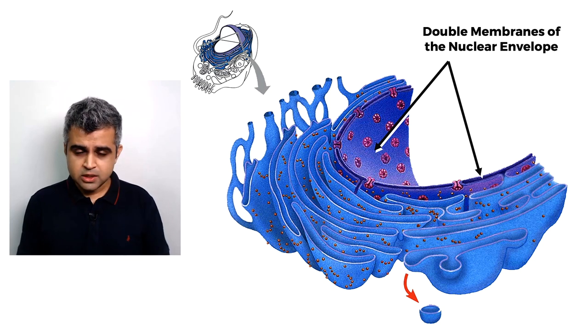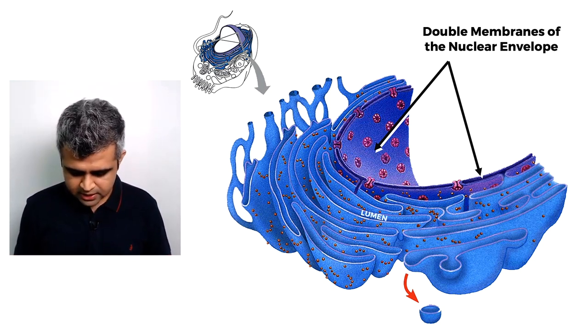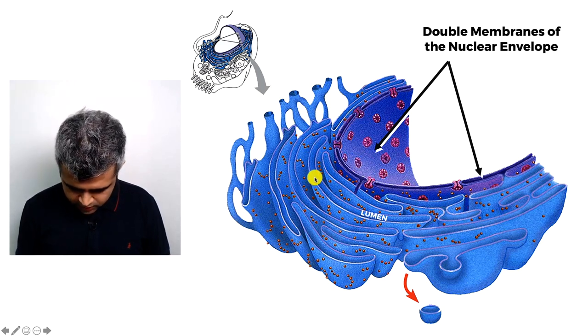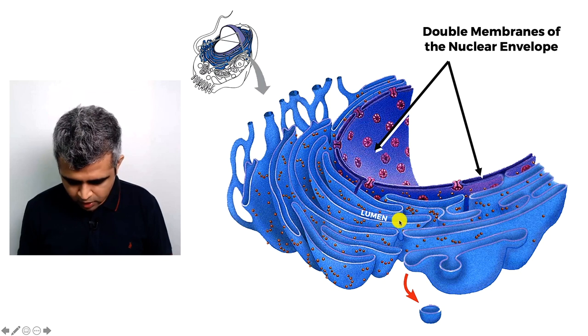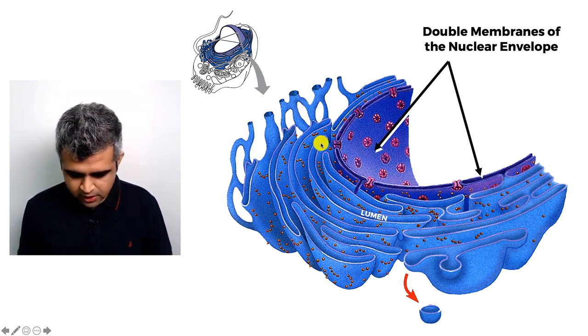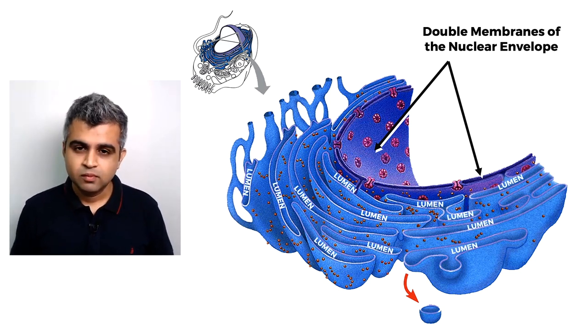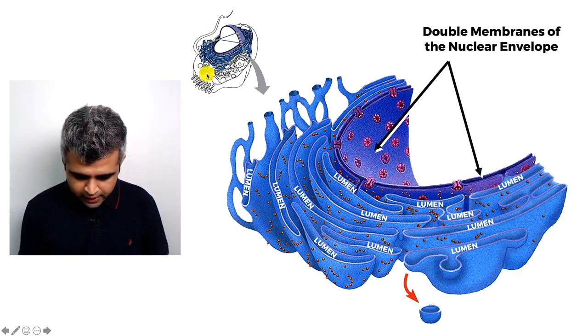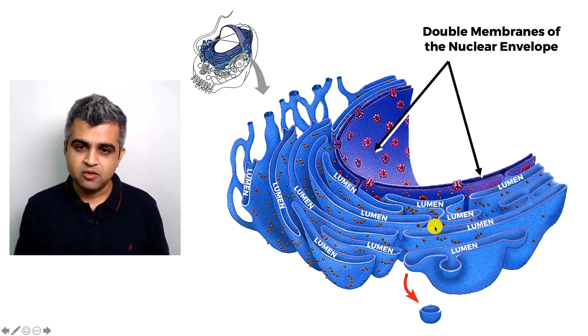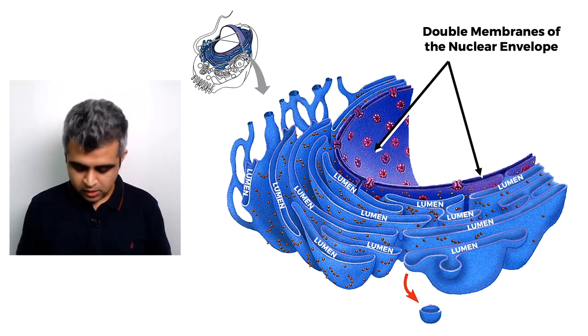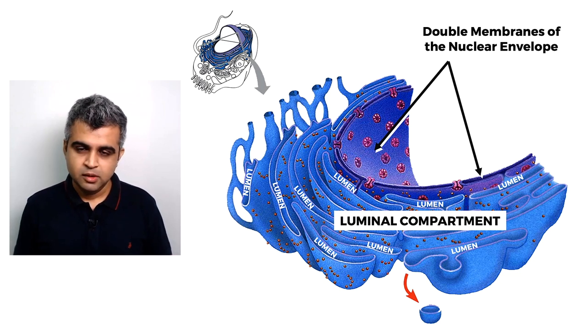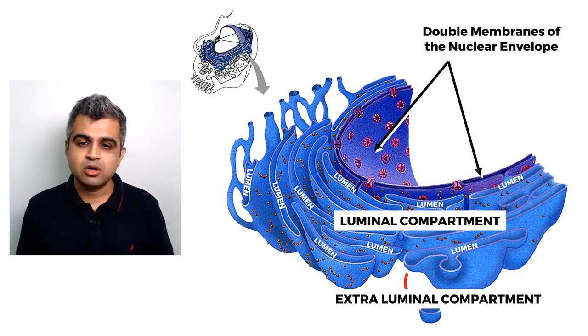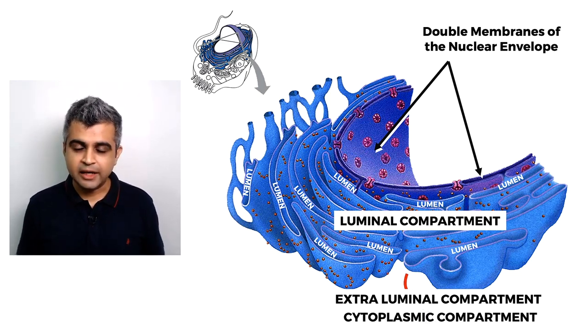Now, please focus on the cisternae in this diagram, and you will notice that this is the lumen of this particular cisternae. Can you see here? This entire structure is the lumen of this particular cisternae. Similarly, each cisternae here has a lumen. What this means is that the entire cytoplasm, this whole area here, which is outside the nucleus, which is called cytoplasm, now can be classified into two compartments. Whatever is found within the lumen of the endoplasmic reticulum will be called as the luminal compartment. And whatever is outside will be called as extraluminal compartment, can also be called as the cytoplasmic compartment.